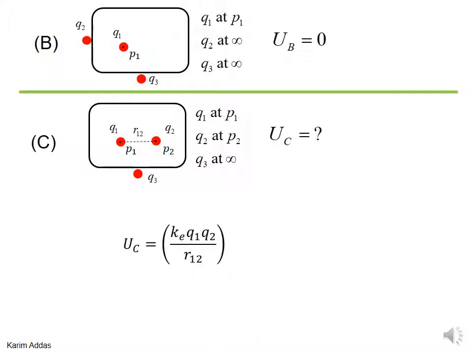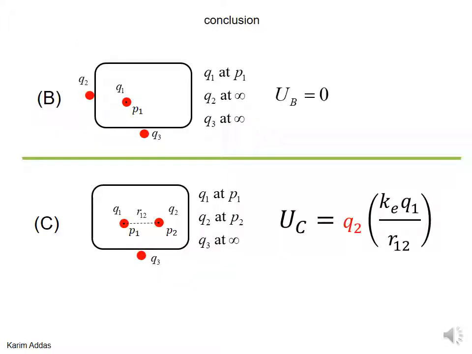So UC turns out to be equal to Ke Q1 Q2 over R12. And this concludes then the parts B and C. In part B, this configuration has 0 energy. In part C, this configuration has energy Q2 times Ke Q1 over R12.